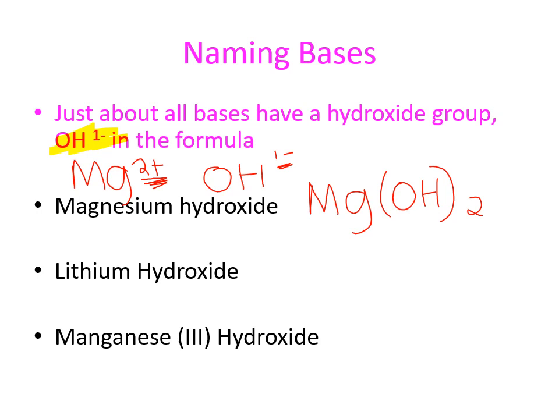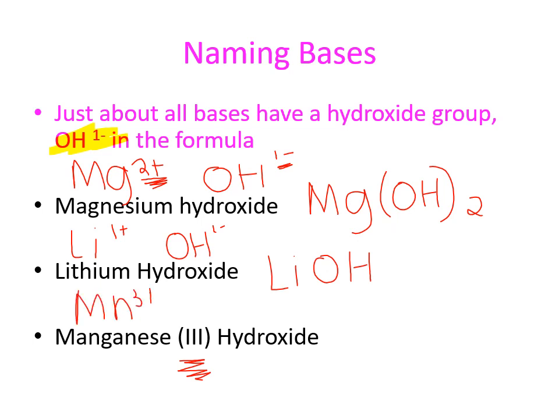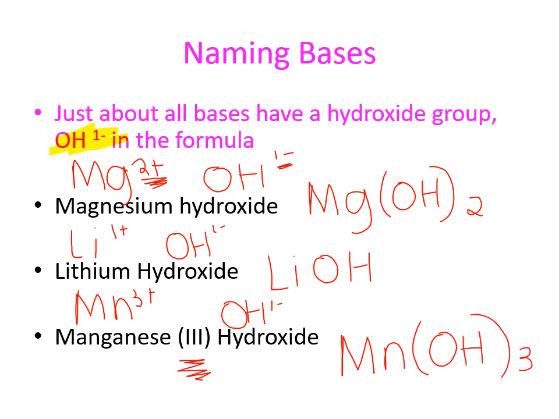Lithium hydroxide. Lithium is a 1 plus, OH, 1 negative. Those charges cancel. It is LiOH. Manganese(III) hydroxide. Do you remember the parentheses tell us the charge? So manganese is Mn 3 plus, hydroxide OH 1 negative. That formula becomes Mn(OH)3. And that's naming bases. They're easy. Acids are definitely the tricky one. So acids start with H's, bases have OH.